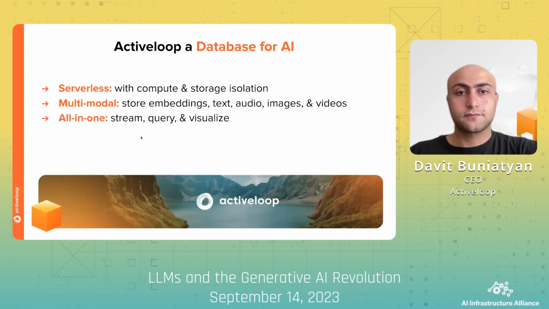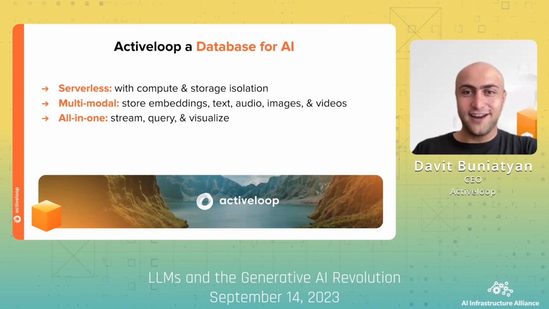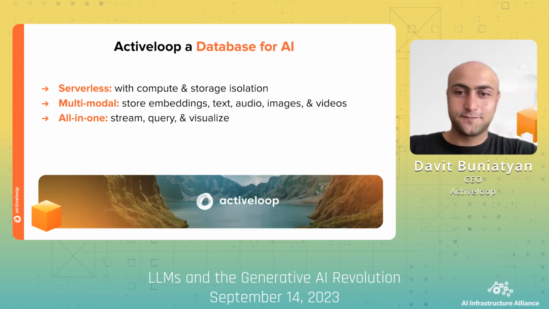So in short, Activeloop is a database for AI. It's serverless with compute and storage isolation, so you can have very good memory efficiency when you're scaling your workloads. It's multimodal. It helps you to store embeddings, text, audio, images, and videos. And it's all in one, where you can stream the data, run queries, and then visualize them.